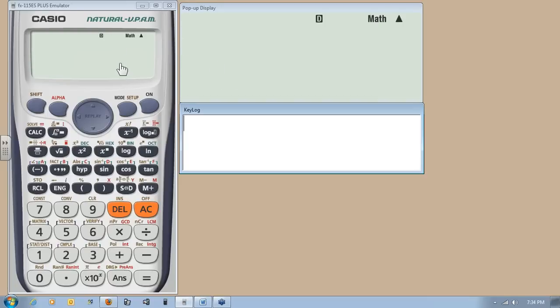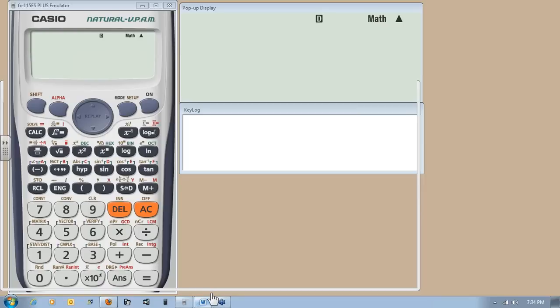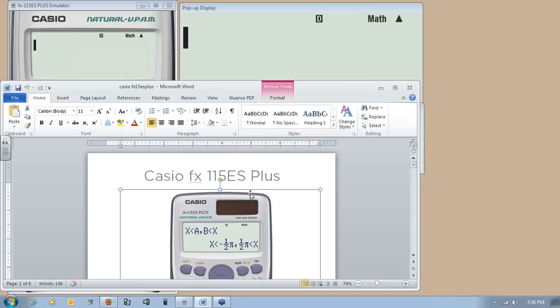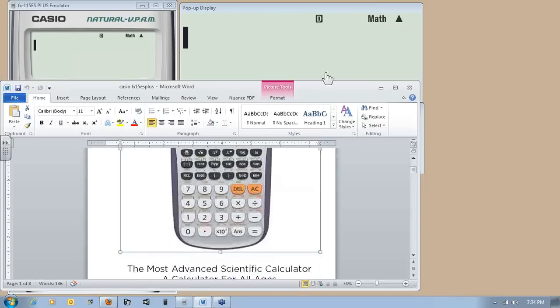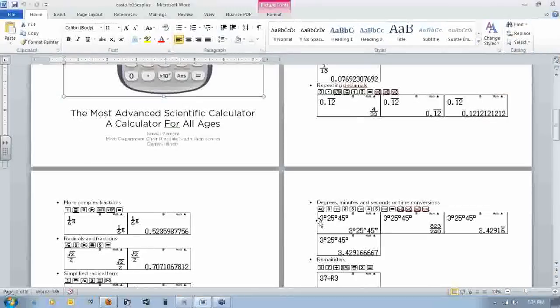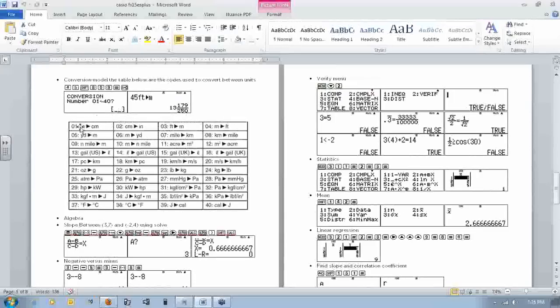So what they've done is they have created a table in the user's manual. This is the one time I do want to refer back to my handout here. In the user's manual, there is a table. This is clipped right from the user's manual. It says conversions, and you use different numbers. If you want to convert inches to centimeters, you type in 0, 1. It's 2-digit codes, all the way up through 40. So that's where this is coming from. So I'll be referring to that.